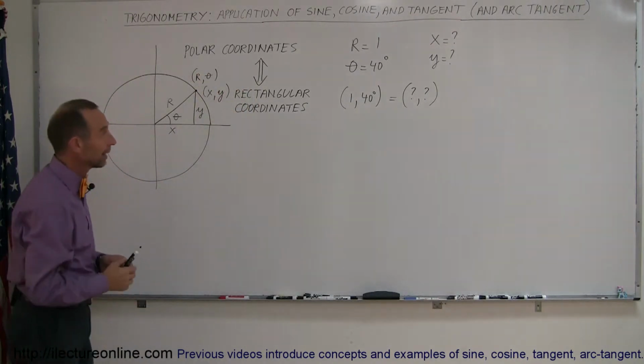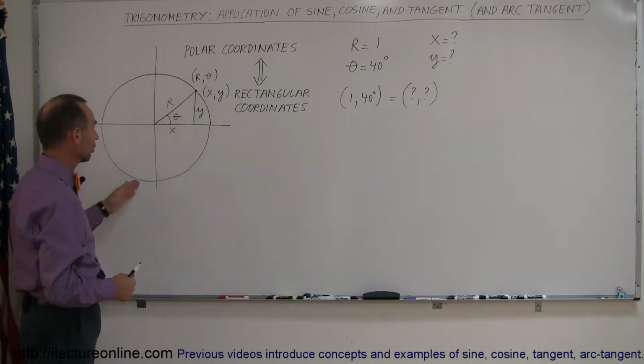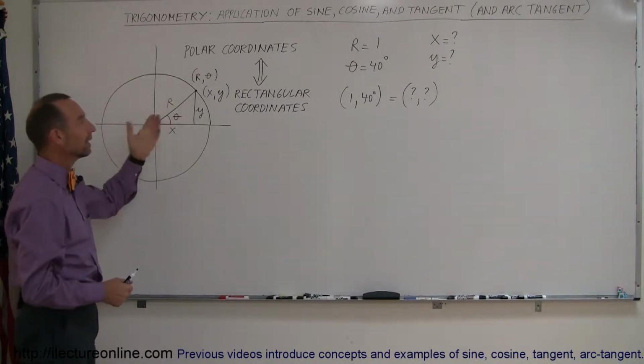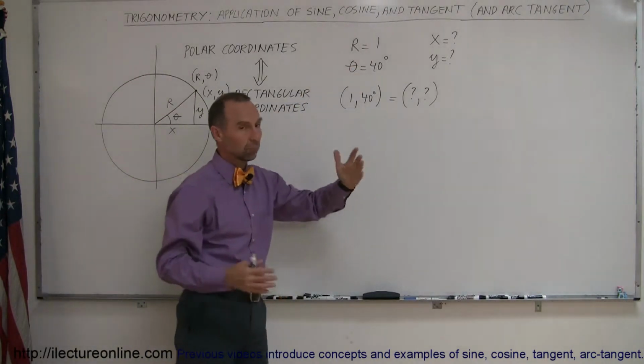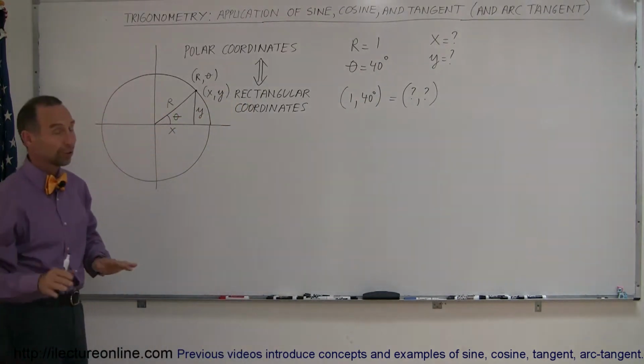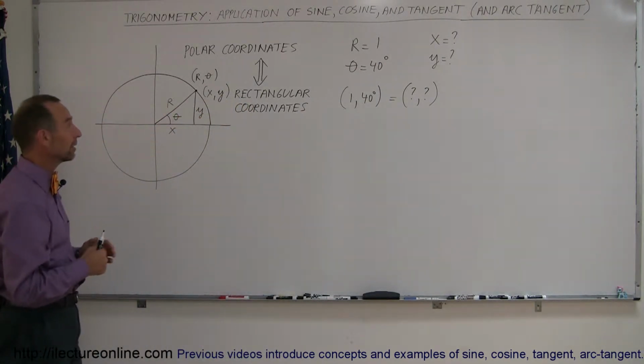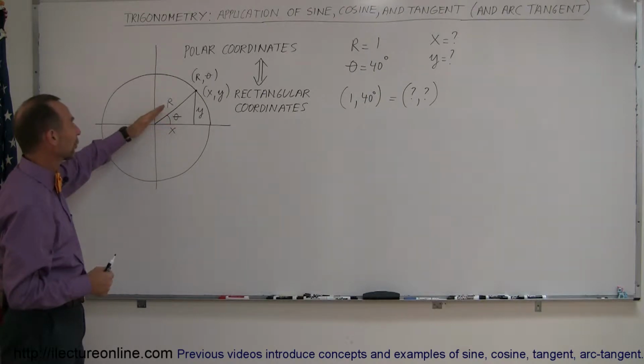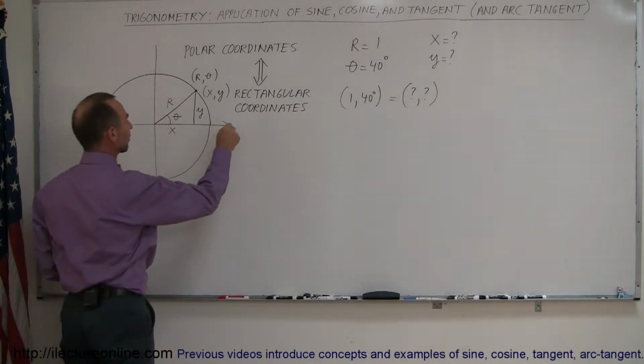So for example, let's say that we have a circle. The circle has radius r. In this case, we're going to let r equal 1 unit. So that's also called a unit circle. It's something that we'll talk about later in more detail. And let's say that we have an angle of 40 degrees in reference to the x-axis.